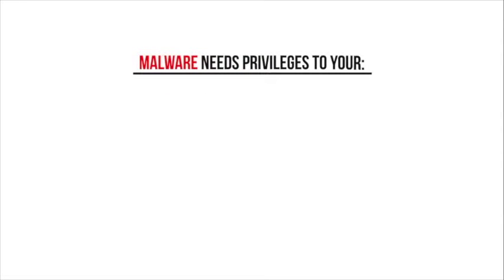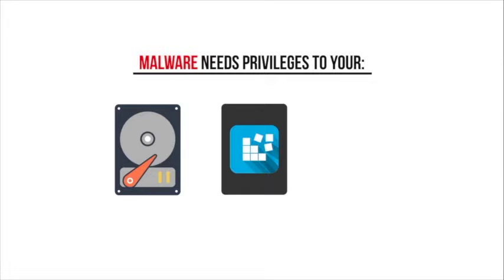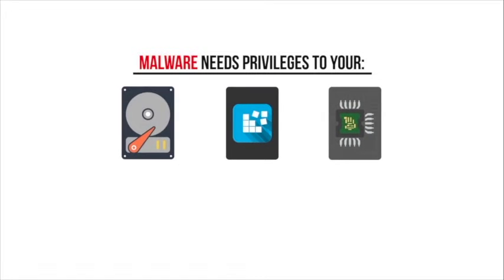Okay, so what is oxygen to malware? What does malware need for it to survive? How does ransomware infect your computer? Let's talk about that. Malware needs three things in the main. It needs a write privilege to your hard drive. It needs a write privilege to your registry. It needs a write privilege to your COM interface. These are the main areas malware needs for it to survive, for it to infect, for it to cause damage. Here is how we solve that problem.